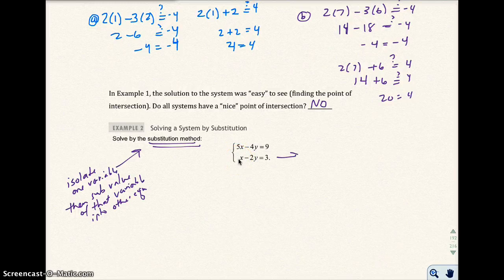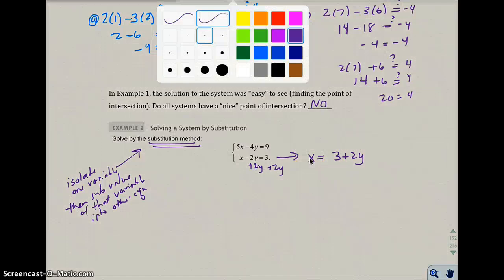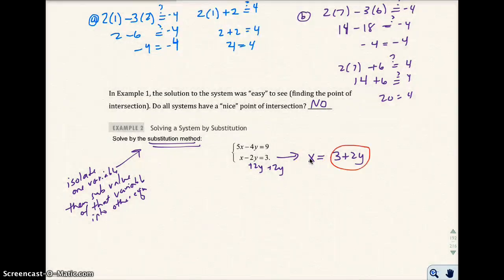So if I isolate this x, what I'll do is add 2y to both sides. I get x equals 3 plus 2y. First thing I'll do is isolate one variable. That's what I did. I isolated x. Now you want to take the value of that variable, which is this, and you want to plug it into the other equation. Put it right in here for x there.